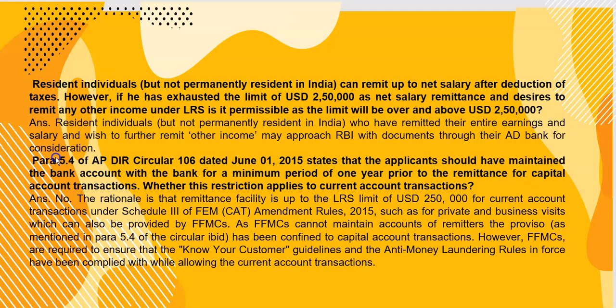Resident individuals but not permanently resident in India can remit up to net salary, after deduction of taxes. However, if he has exhausted the limit of net salary remittances and desires to remit any other income under LRS, is it permissible to go over and above? Resident individuals but not permanently resident in India who have remitted their entire earnings and salary and wish to further remit other income may approach RBI with documents through their authorized dealer bank for consideration. So RBI permission is required, right?